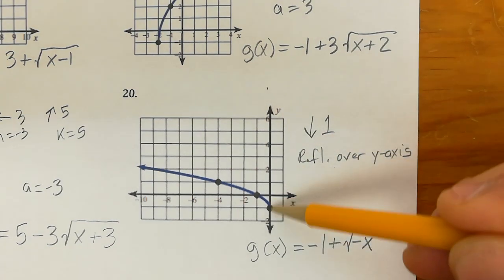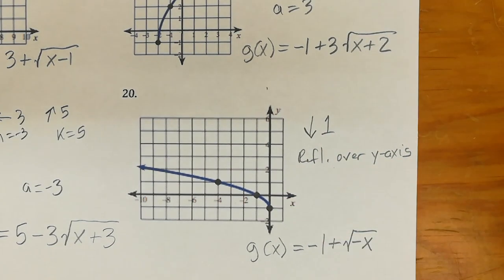And then it was shifted down by 1. The starting point was down 1, so we have this negative 1 value for k. All right, that is that.